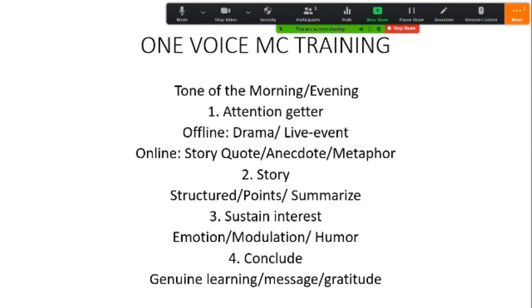You've got to make it relevant to the context. Then the first part is the attention getter, the second part is the story. Story is the whole thing. Suppose it's a 5-minute event: your attention getter is 1 minute, and then 4 minutes is the whole story. There are certain strategies. These are suggestions, not rules. These suggestions are surefire. This will never fail you.